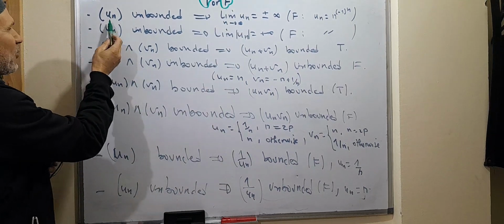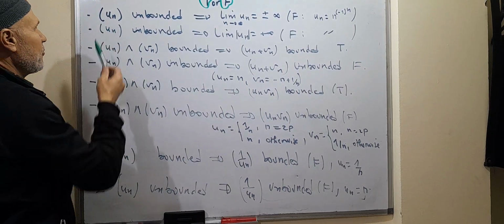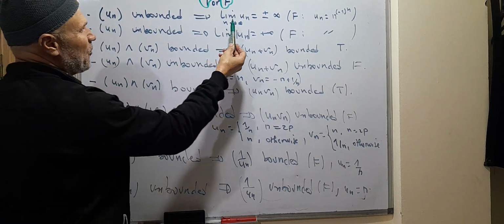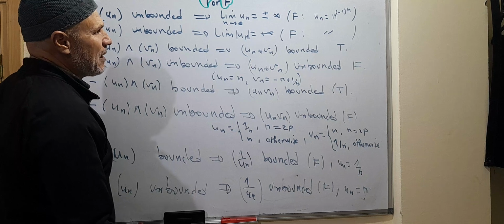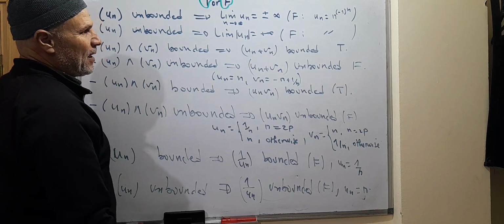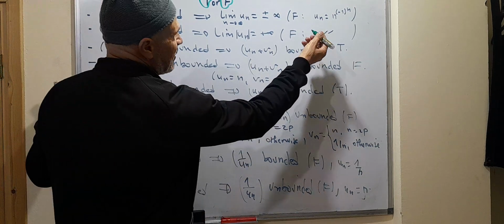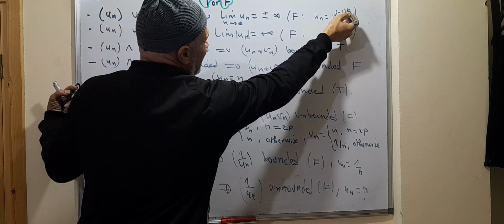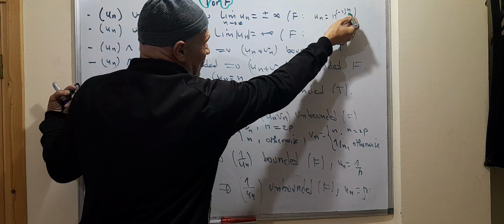Suppose that we have a sequence un which is unbounded. Does it follow that the limit of un is equal to plus or minus infinity? This is false. We can take just this counterexample: un is equal to n power minus 1 power n, if you wish.